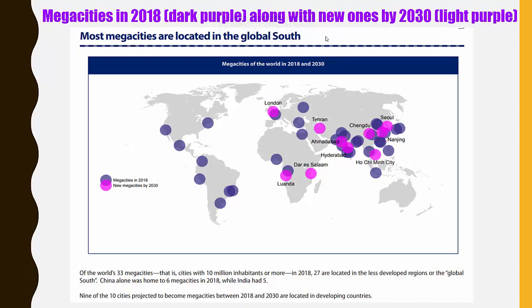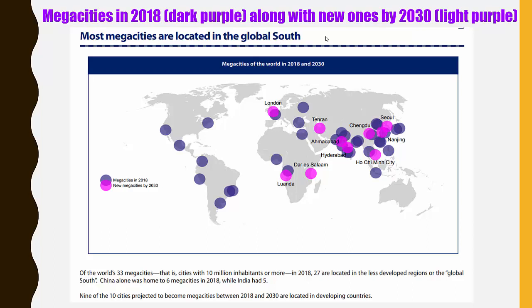Okay, really quickly, I love this image. This comes to us from the UN as well. What we see are the megacities as of 2018. They're in the dark purple. And again, are they clustered in the developing world? Yes, they are. However, we're seeing a good representation from the developed world at the same time.